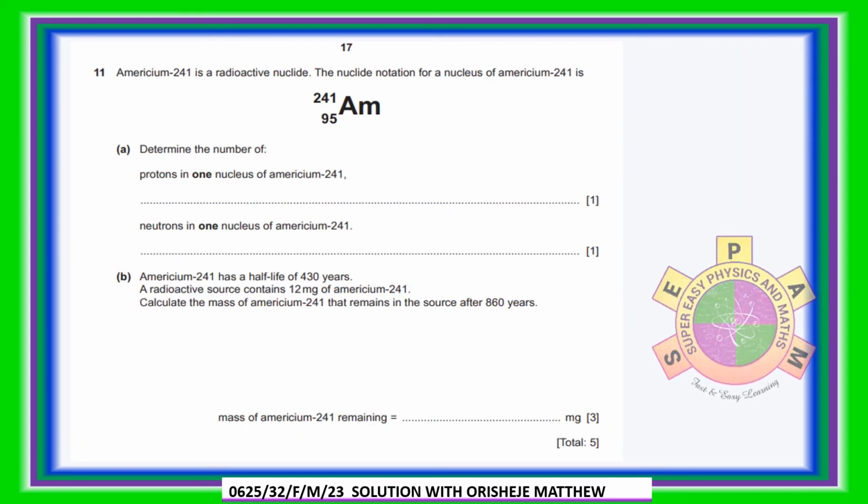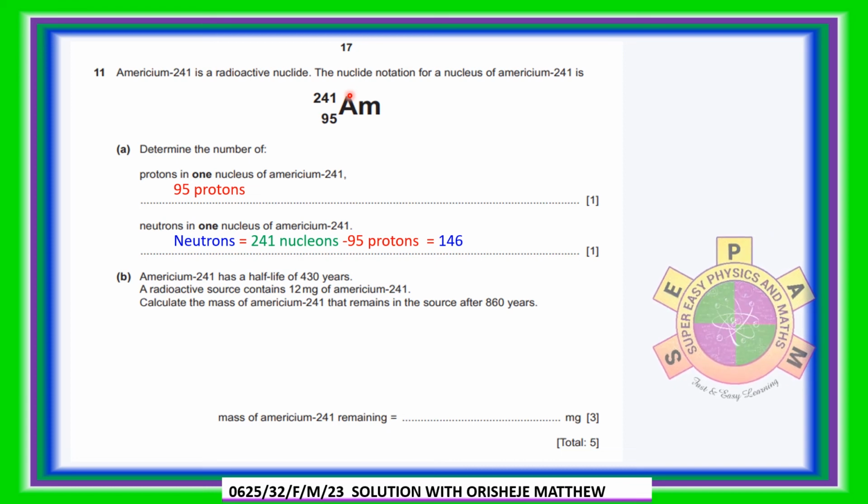Question 11. Americium 241 is a radioactive nuclide. The nuclide notation for the nucleus is this. Now, this shows 241 is the nucleon number, which is the total number of protons and neutrons, while the 95 is the atomic number, which is the number of protons. So how many protons are in this nuclide? It is 95 protons. How many neutrons are there? So subtract 95 from 241 and that will give you the number of neutrons, which is 146 neutrons.